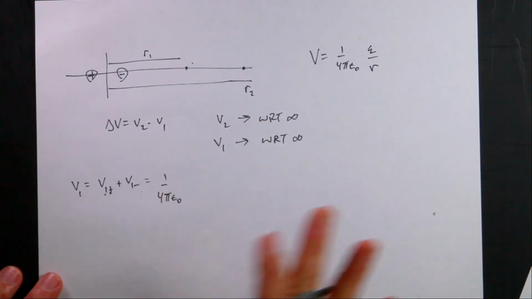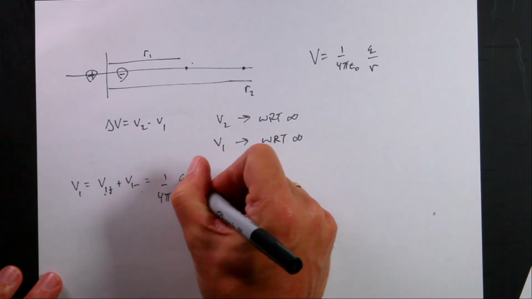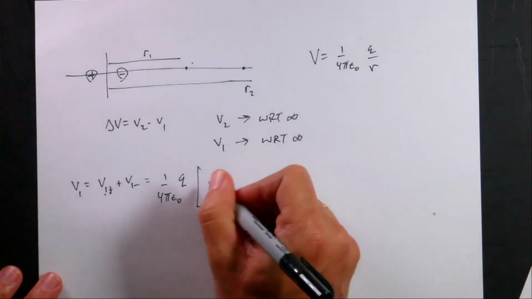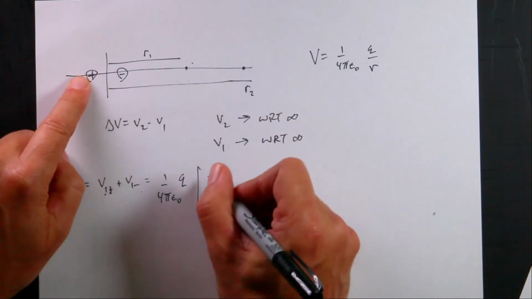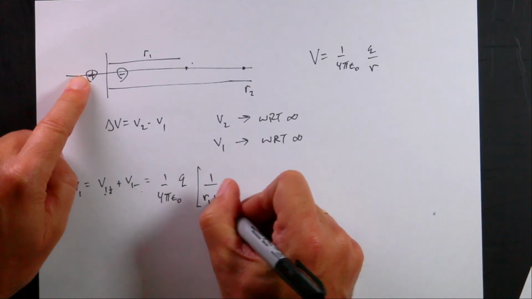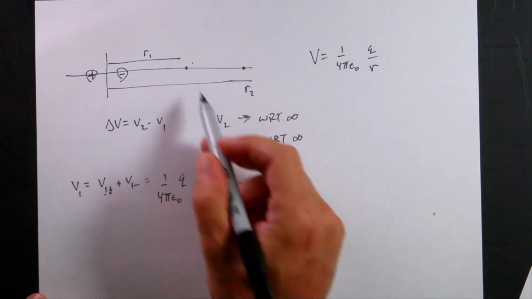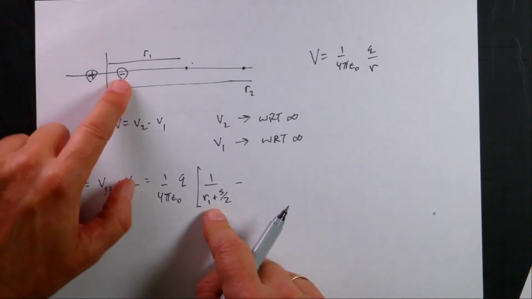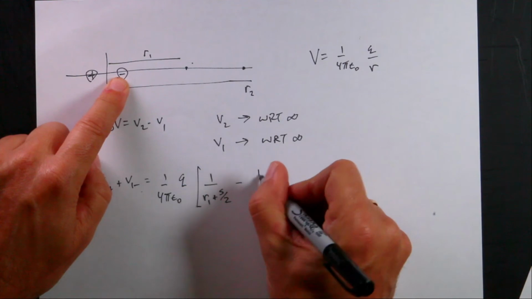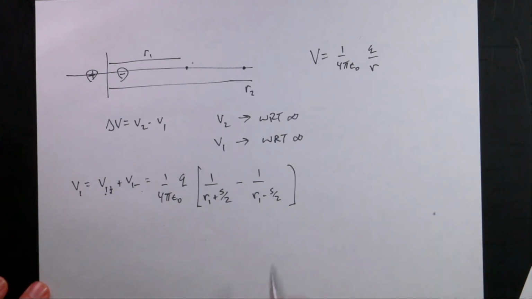Now, I'm not using the dipole equation here. I'm using point charges. So this is going to be 1 over 4 pi epsilon naught, which I can factor out. I can also factor out the Q. And then I have 1 over this distance, which is 1 over R1 plus S over 2. Minus the potential over here, because this is still V1 and that's a negative charge: minus 1 over R1 minus S over 2. That's V1. And I know S, I know R, I know all these numbers. I can find this as a number, and I'm going to.